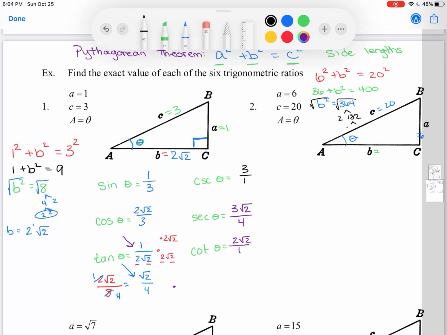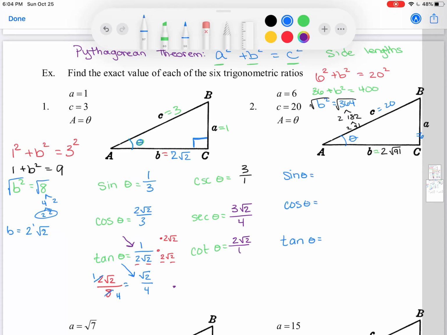And I'm looking for pairs. 364 gives me, oh goodness, 2 times, what is that, 182? Yep. Take another 2 out and I got a 91. Well, 91 is prime, so I can't go any further. But I can take out one group of 2's with 91 going back into the square root. So that will help me now when I go and do my trig functions.